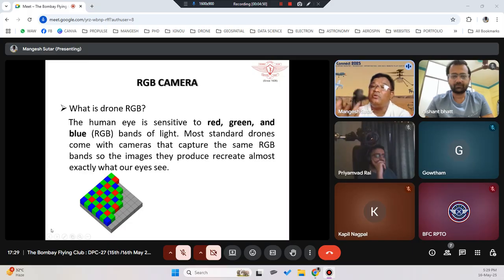Okay, you can even put your DSLR camera on the drone. You can put your GoPro cameras also. A lot of people are even putting mobile phones on the drone to capture images.